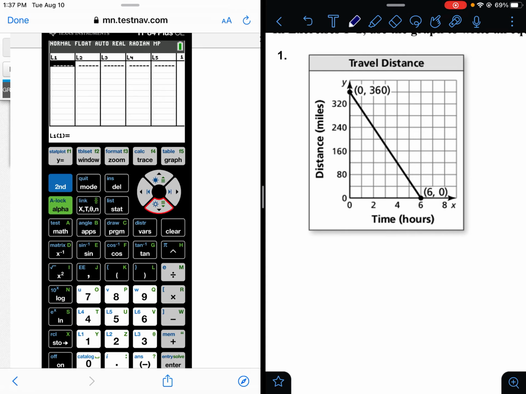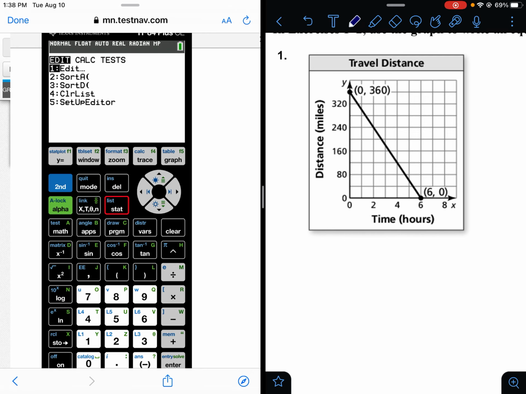If you use list 1 as the x values and list 2 as the y values, you can tell the calculator to calculate a regression line, which is the equation of the data that you put in. So if I do 0 for my x and then 360 for my y, and then I do 6 for my x for the other point and 0 for my y on the other point, those are my 2 points. I then can click stat again.